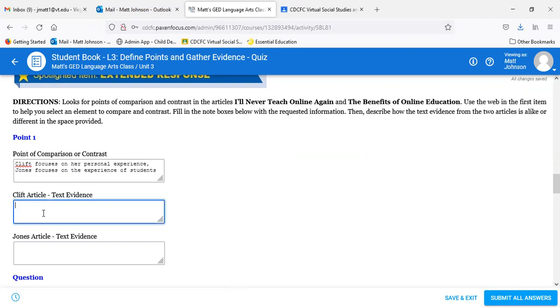And then the text evidence. If you're going to point that out, you need to have evidence to support it. I can't just make that claim without having some supporting evidence there. So in Cliff's case, she mentions she's not able to adequately help her students develop better writing. So she mentions that.